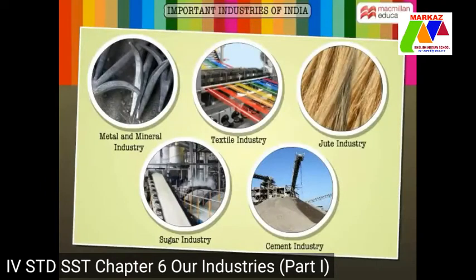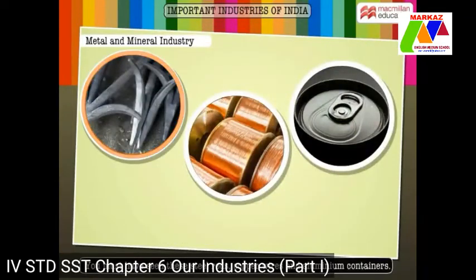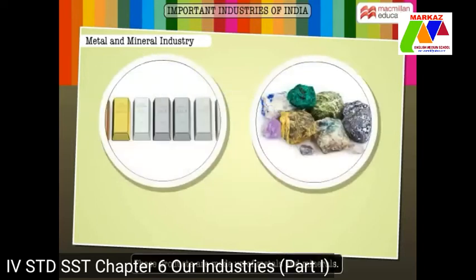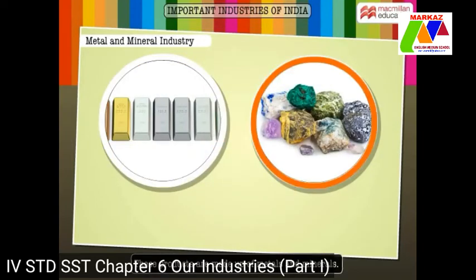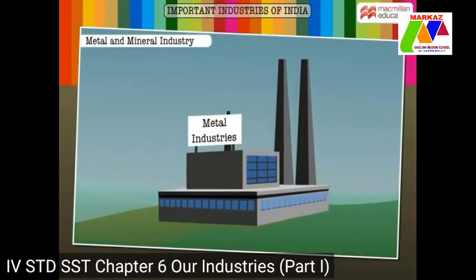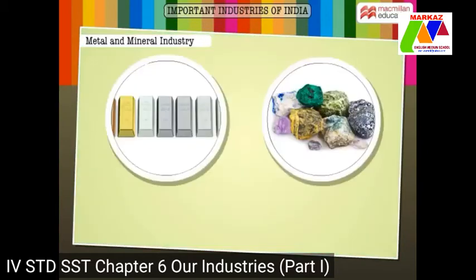Today, let us take a look at some important industries of India. You must have seen these steel rods, copper wires, and aluminium containers. Do you know what these products are made of? These products are made up of metals and minerals. The industries that use such raw materials are called metal and mineral industries.